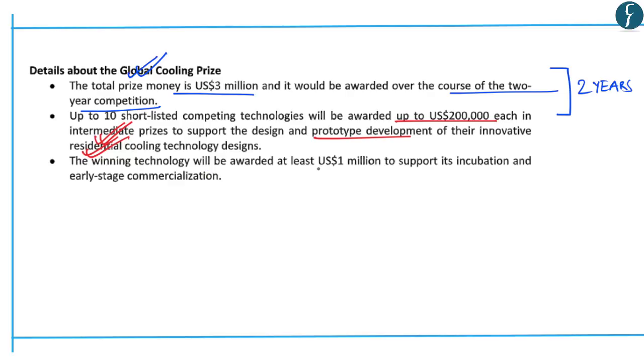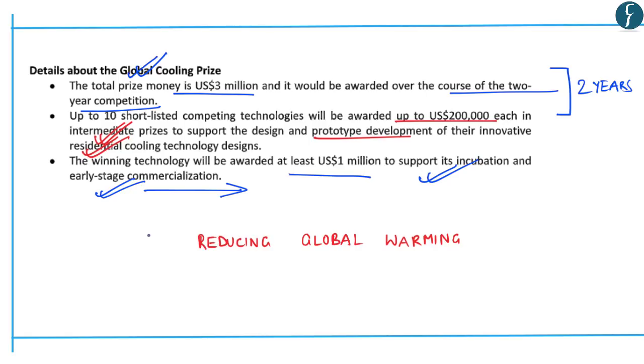The winning technology will be awarded at least US $1 million, and this will be done in order to support its incubation as well as early stage commercialization. Thus, such technologies which will help in reducing the impact of global warming will be awarded at least $1 million in order to support their incubation as well as their early stage commercialization.